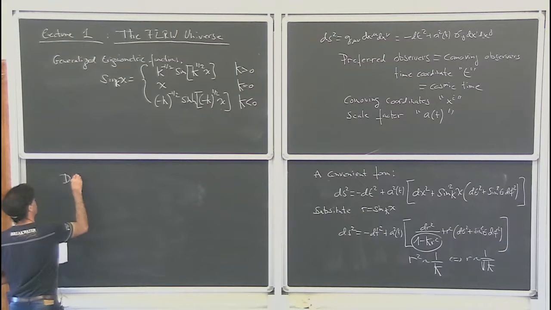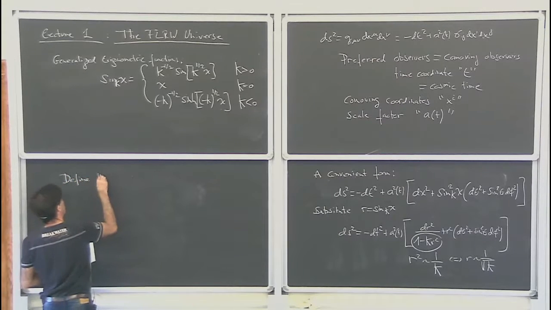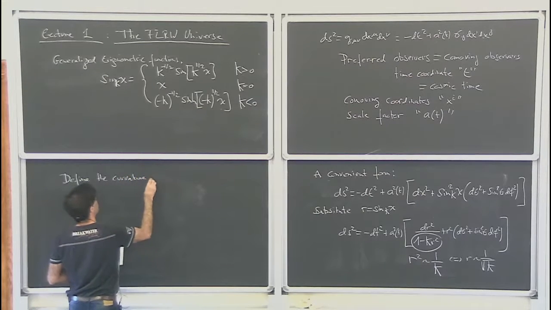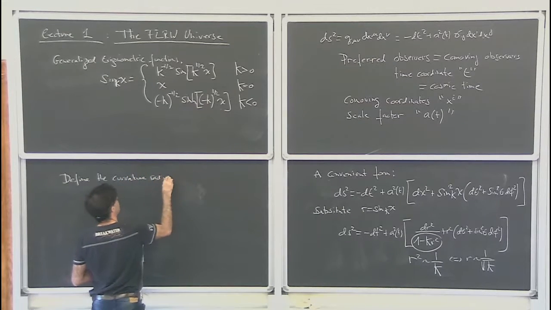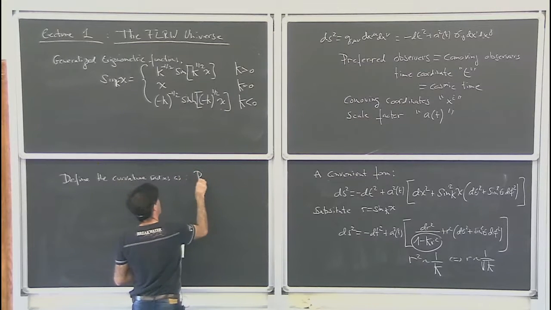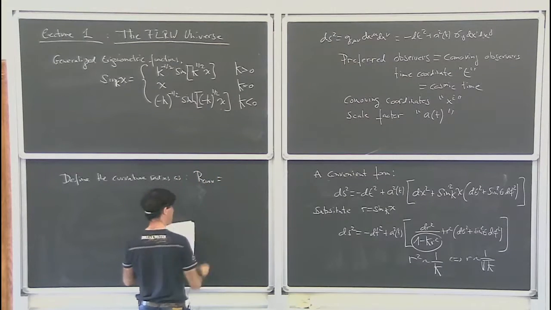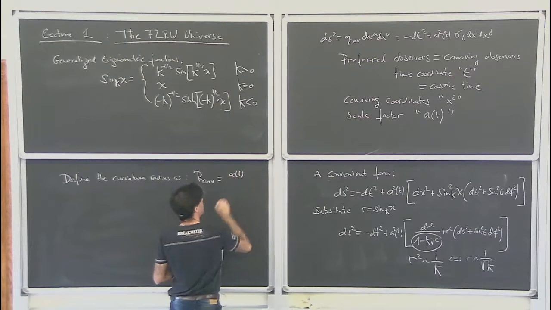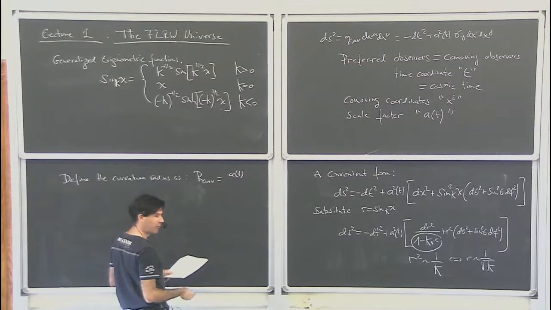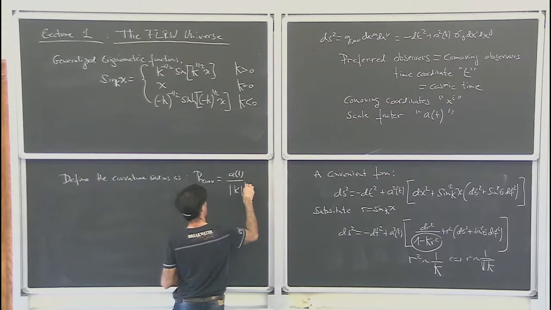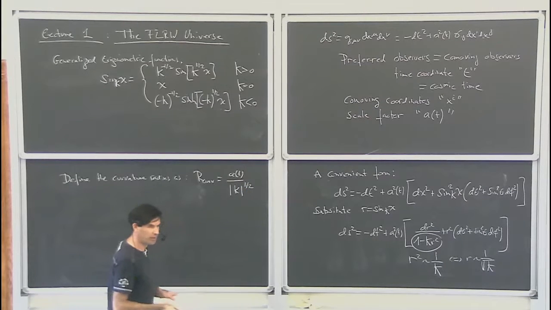So, based on this, we define the curvature radius of this FRW universe simply as R curvature, which is basically the scale factor times 1 over the square root of k, which I need to take obviously in absolute value for it to make sense.